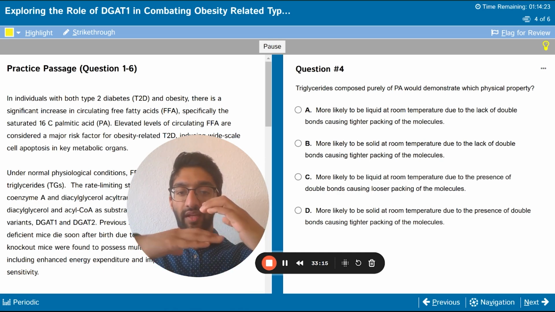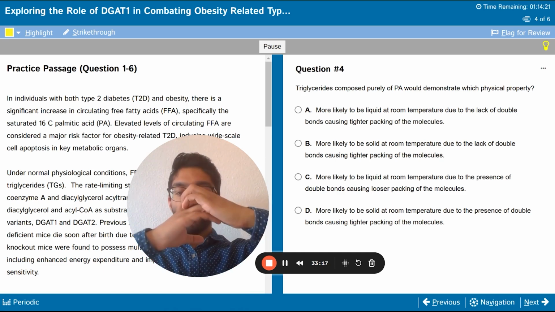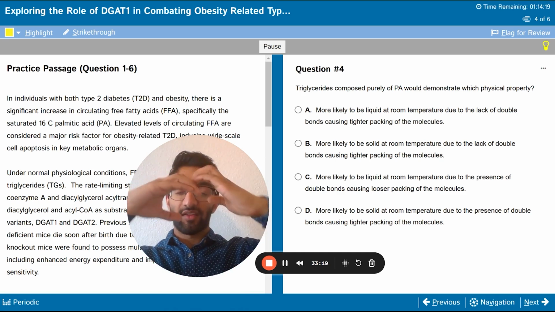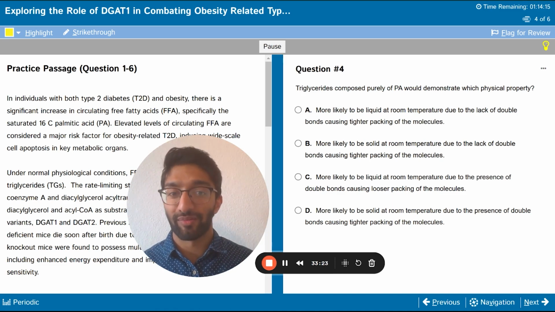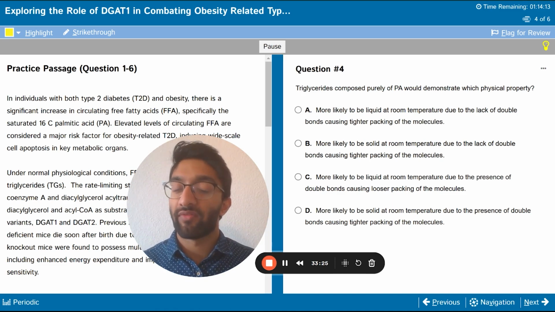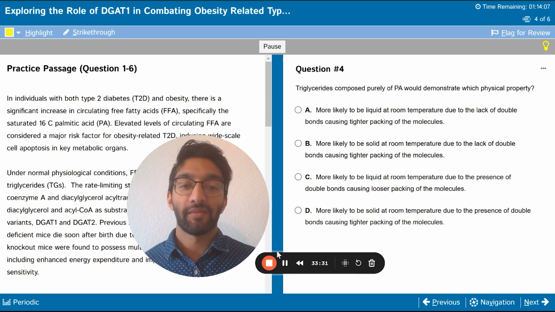But if you have something bent like this, it's not as easy to stack them the same way that you would stack flat sheets. And that's the real explanation here for why unsaturated fatty acids tend to be liquid at room temperature. Okay, so let's go on to the next question then.